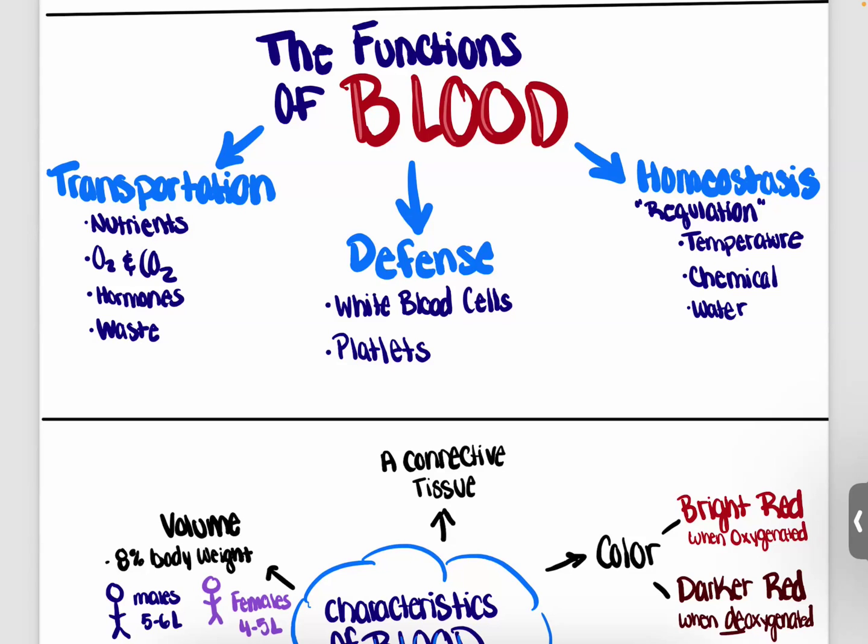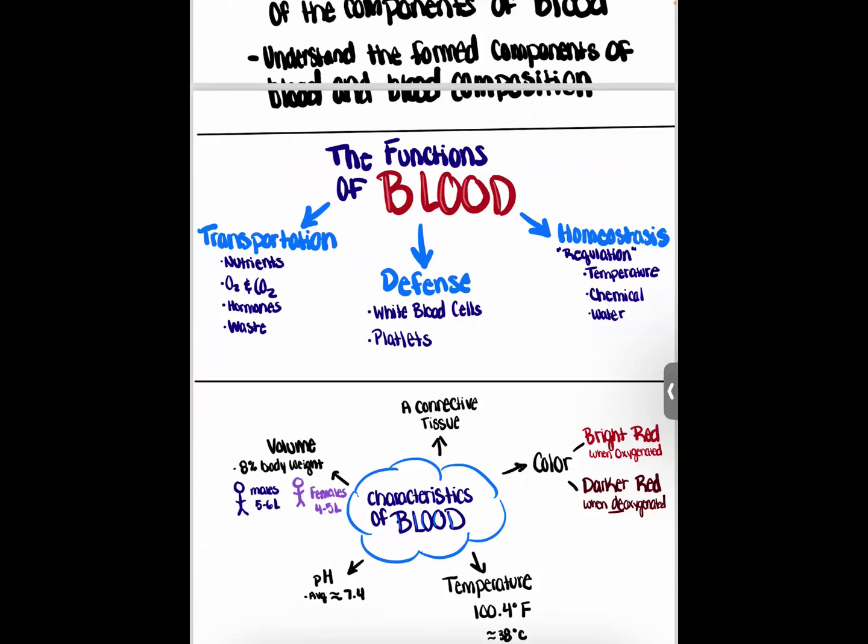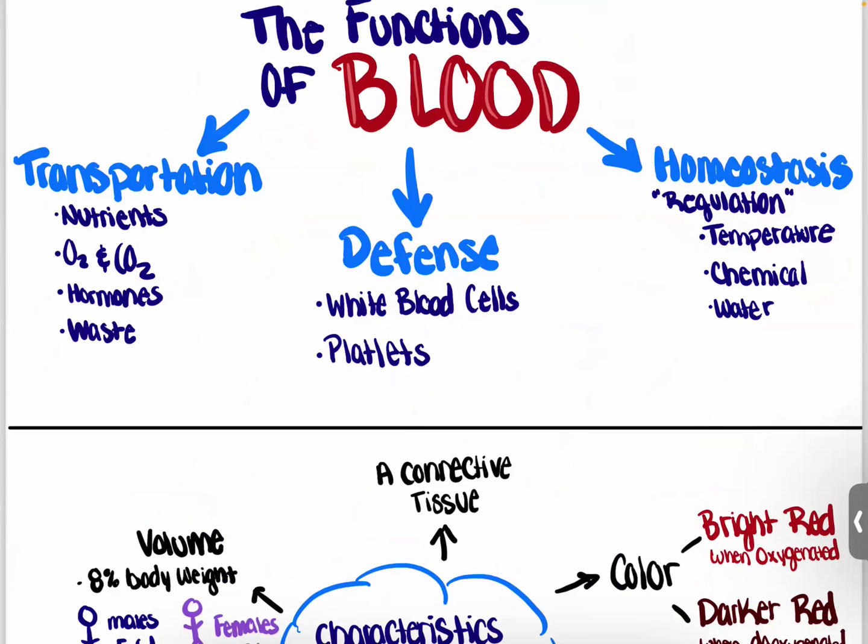In terms of hormones, there are also the endocrine glands, where hormones are transported to target tissues. And waste and byproducts are carried to the kidneys and liver via the blood circulation system.